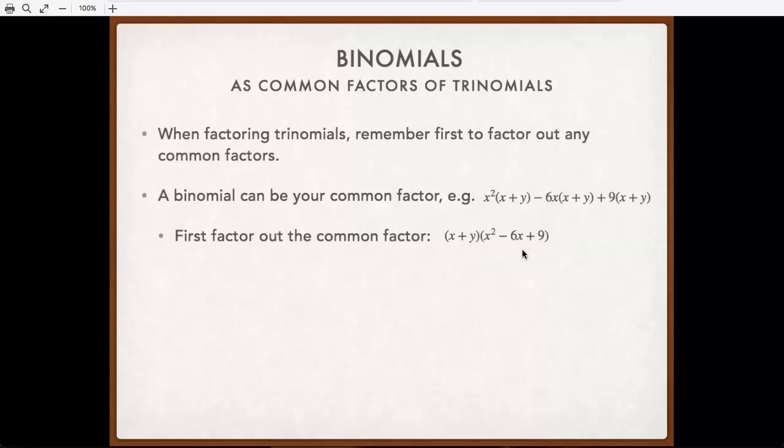So find two numbers that multiply to positive 9 and add to negative 6. We'll find it's negative 3 and negative 3. And so we get x plus y times x minus 3 times x minus 3. Be careful that you keep this x plus y in there. That's still one of your factors. It's just that we removed it before we factored out that trinomial.